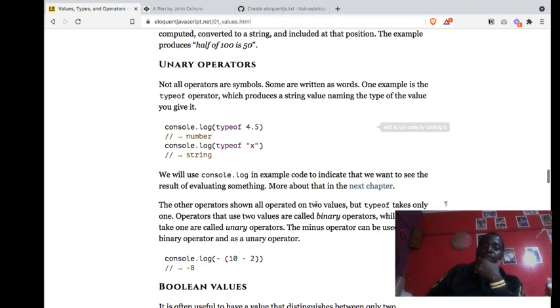We use console.log in example code to indicate that we want to see the result of evaluating something. More about that in the next chapter.